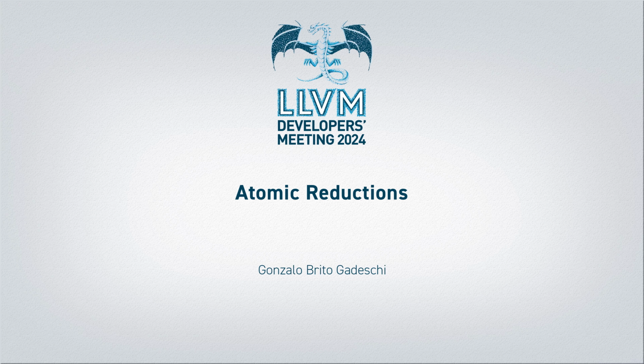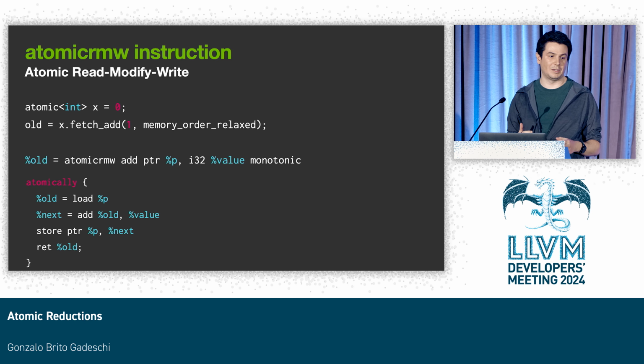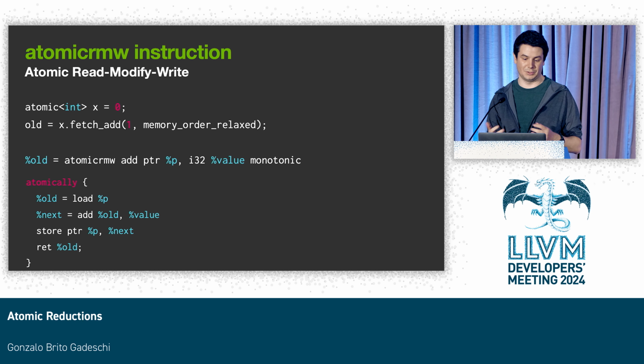I'm going to talk today about atomic reduction operations: what they are, why we want them, and how to get them. First, a brief overview about the atomic read-modify-write instruction in LLVM. Atomic read-modify-write is used to implement high-level software constructs like, for example, the C++ atomic fetch-add operations.